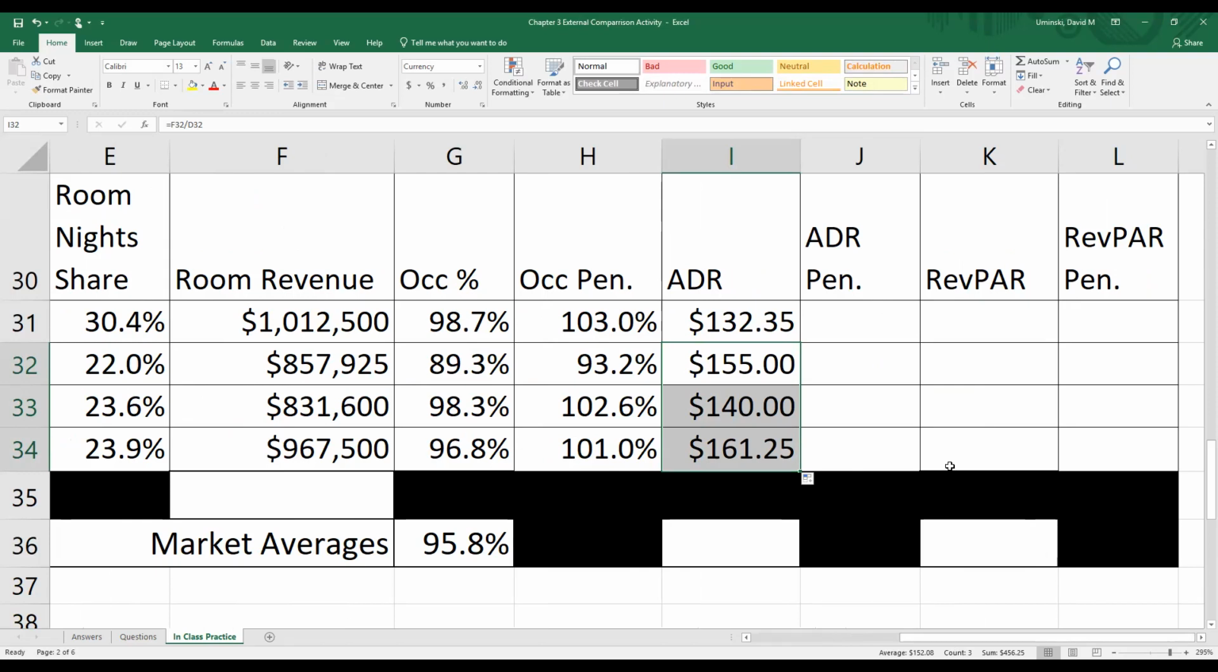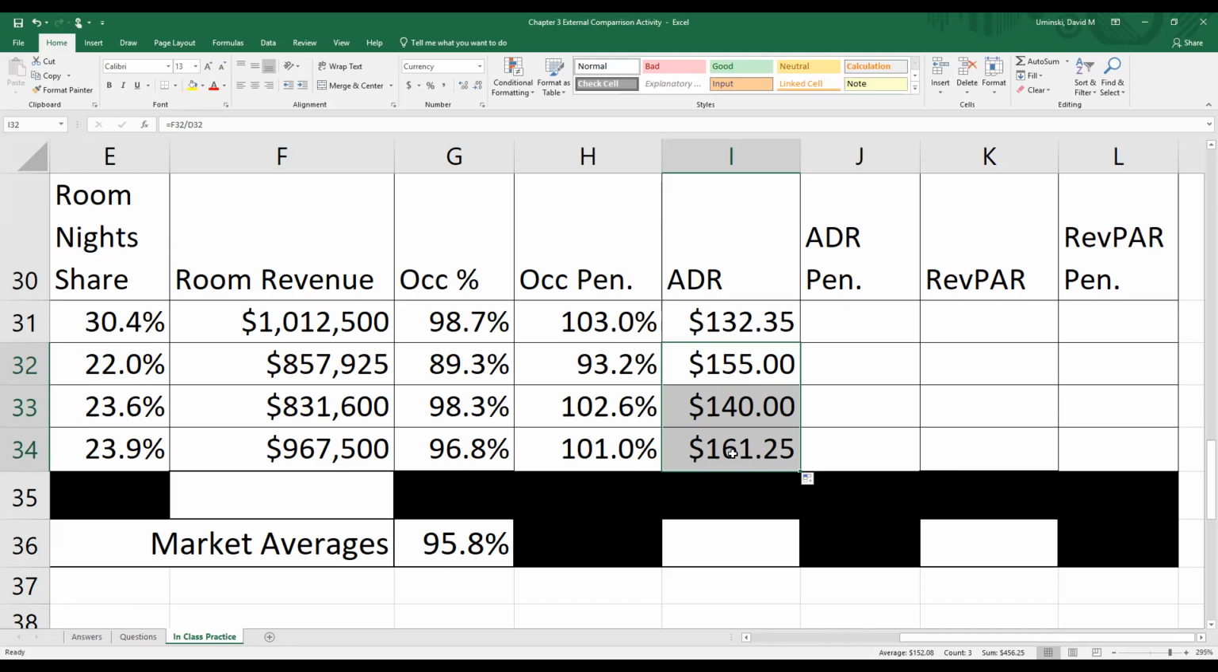You can check your work either on the back of the page or up here on the screen. The first one, yep. $132.35 was our average daily rate for Hotel A. 155 was our ADR for Hotel B. 140 for Hotel C. And 161 for Hotel D.